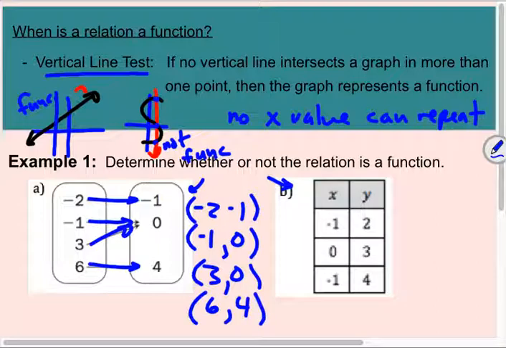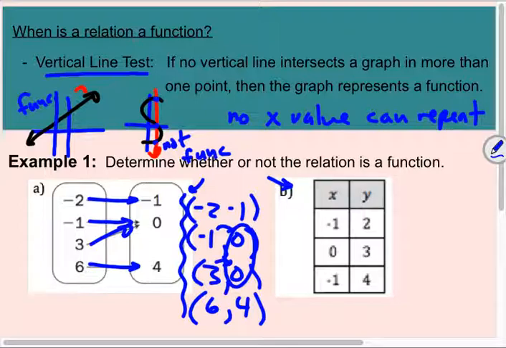Okay? This is a one-to-one correspondence because none of the x values here repeat themselves. I have negative 2, negative 1, 3, and 6. There are 2 y values that are the same, but that doesn't matter. This negative 1 only maps onto 0. This 3 only maps onto 0. It doesn't map onto anything else. The x values can't repeat. The y values can repeat.